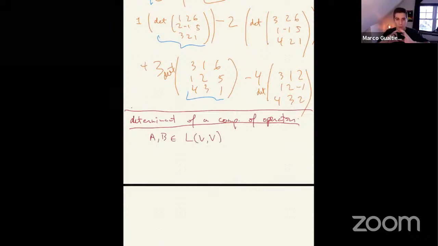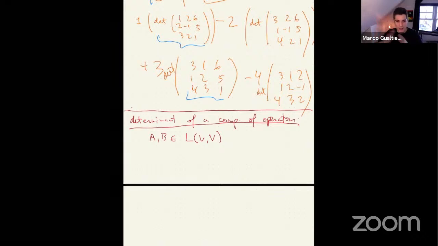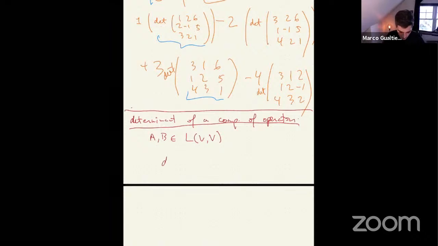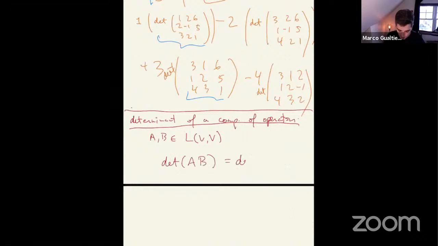If when you apply A, it expands volumes by a certain factor, and then if you apply B, it will expand volumes by a different factor, then it makes sense that if you apply the composition of A and B, it will expand by the product of those factors. So what I'm saying is that it's kind of obvious that the determinant of A composed B is the product of the determinant of A and the determinant of B.